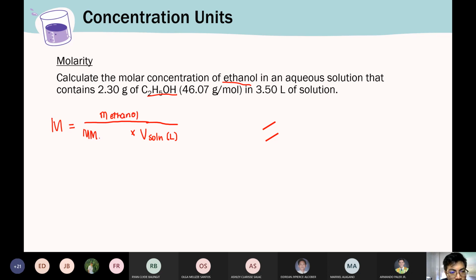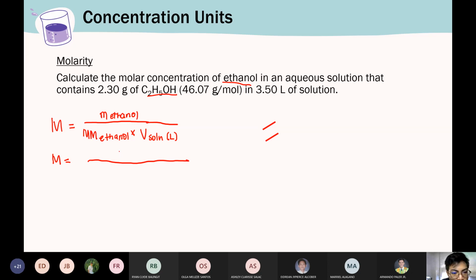Kailangan ko po ba gawin to? Hindi naman. I am just doing this for the purpose of demonstration. Para makita nyo kung paano ko ginagawa. Ethanol. Okay, so I will write that so that I will be reminded na ethanol yung nandyan sa mass and molar mass. Okay? Kung na-solve nyo na, i-type nyo na lang sa chat box. Anyway. Okay, so what's the mass of ethanol?